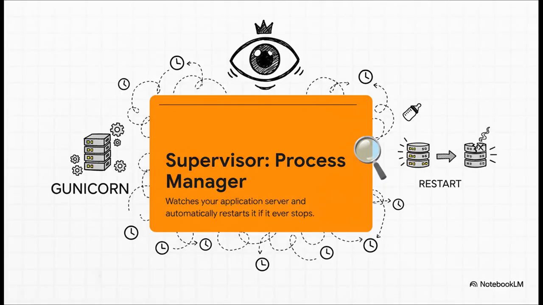And that's where the final piece of our puzzle comes in. It's a tool called a process manager, something like Supervisor. Supervisor has one and only one job: to watch our Gunicorn server like a hawk. If that server ever crashes, for any reason at all, Supervisor's job is to instantly and automatically restart it. It's basically the ultimate babysitter, making sure our app is always on.